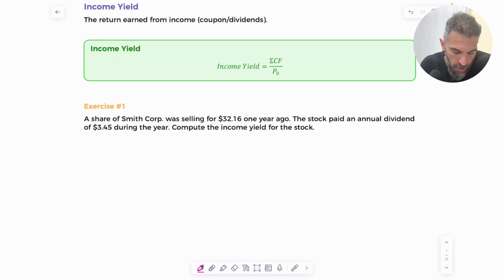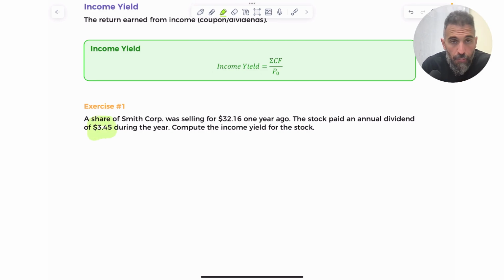Here it says a share of Smith Corporation was selling for $32.16 1 year ago. The stock paid an annual dividend of $3.45. So this $3.45, that's your income. This is your initial investment. That's what we call P0. See, in this formula, P0 is always the old price or the initial price. And then the income is what we call the cash flow for this formula.